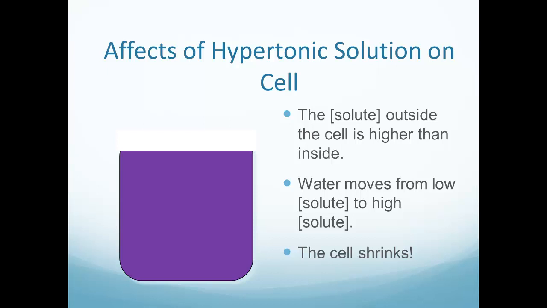Effects of a hypertonic solution on the cell are that the solute outside the cell is higher than inside. Water moves from low solute to high solute, and the cell shrinks. So our cell shrinks, shrinks, shrinks because of that hypertonic solution, which means the cell isn't going to work as well.